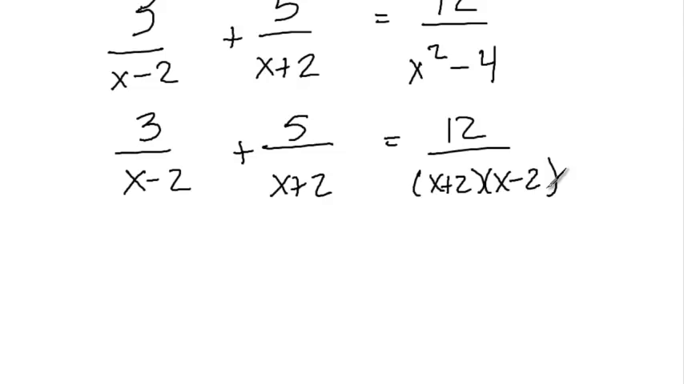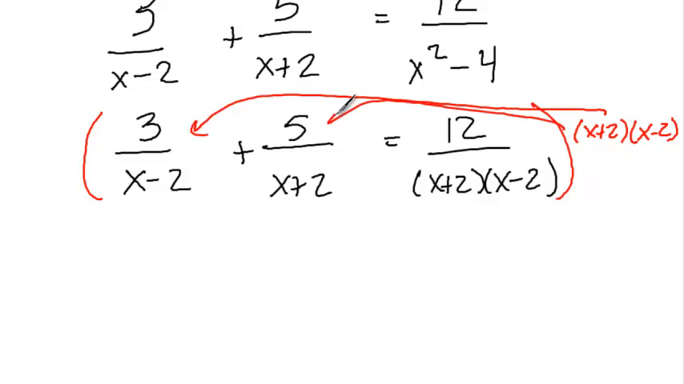So what is our LCD? Our LCD is x plus 2, x minus 2. So we're going to multiply everything by x plus 2, x minus 2. So that is going to hop to each term.